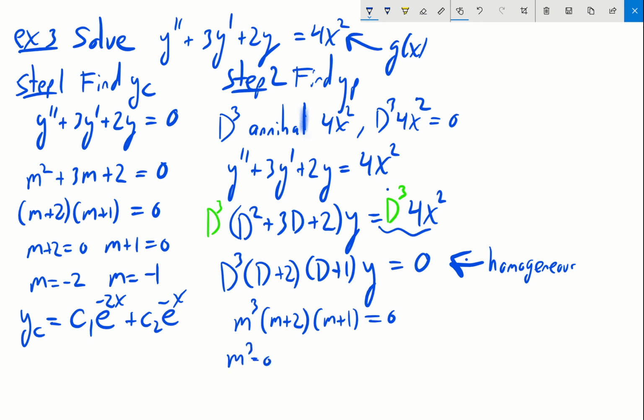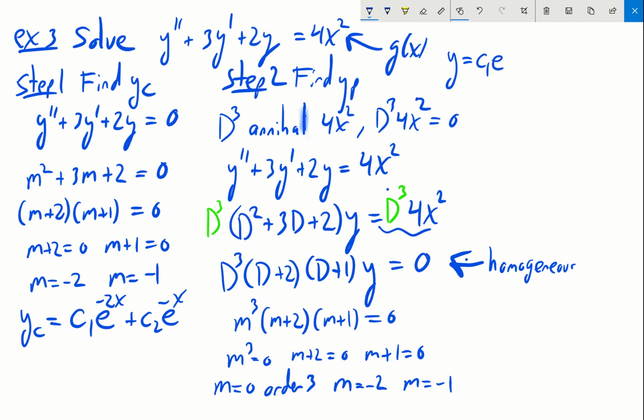We set each factor equal to 0, and we get the following values. We get m equals 0, which is a zero of order 3, because we have m as a factor 3 times. We get negative 2, and we get negative 1. So what that would tell us about our solution is that it would look like this. I'm going to write these two first. We're going to have some constant times e to the negative 2x plus some constant times e to the negative x, plus then we're going to have some third constant plus some constant times x plus some constant times x squared. So that's what our general solution is going to look like.